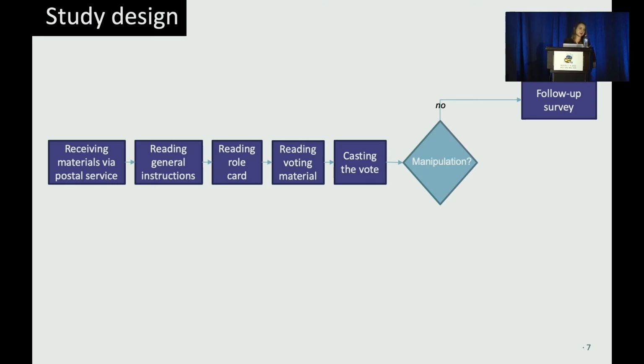On the voting materials, we had a support number. The materials would say to the voter: if you experience any problems, call this number and tell us what this is. This number actually belonged to the person who conducted the study, so that participants could actually call the number. So the manipulation was introduced, and if the participant called this number, they reported the manipulation.